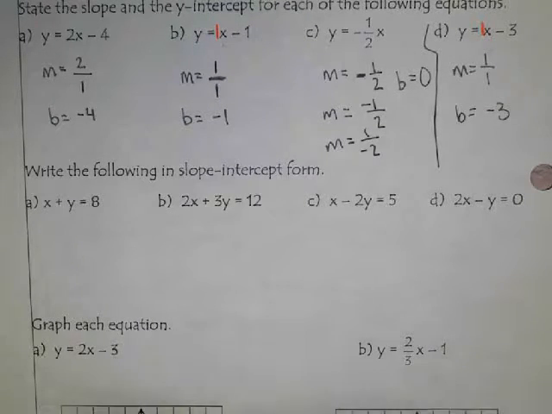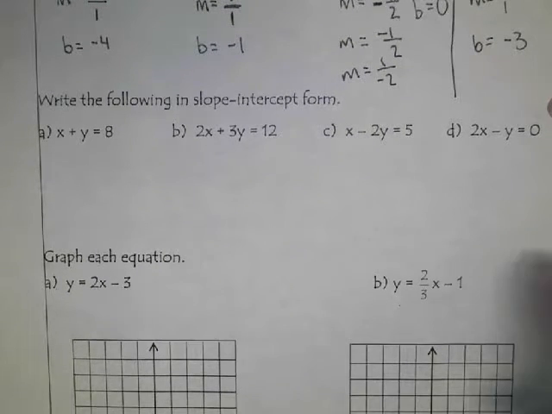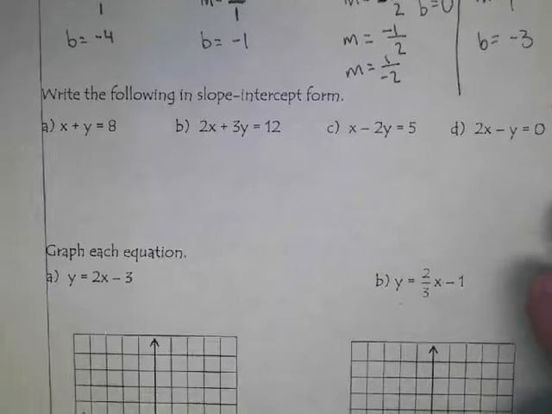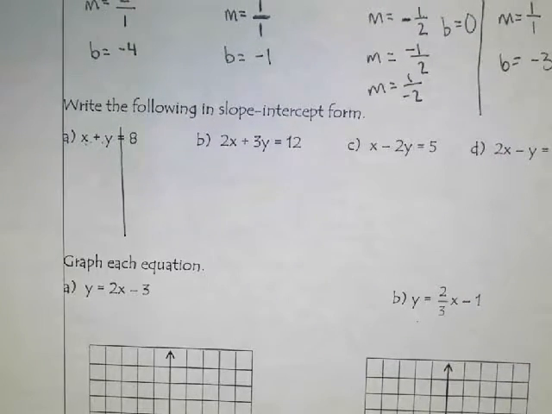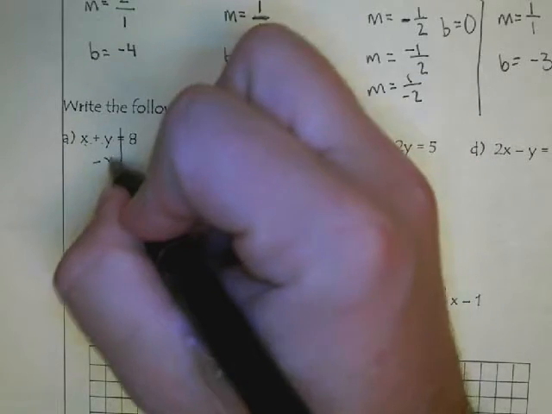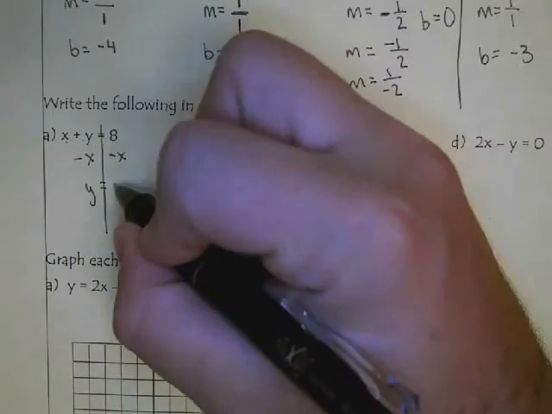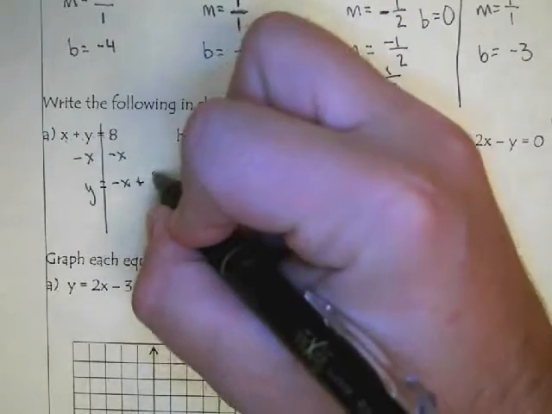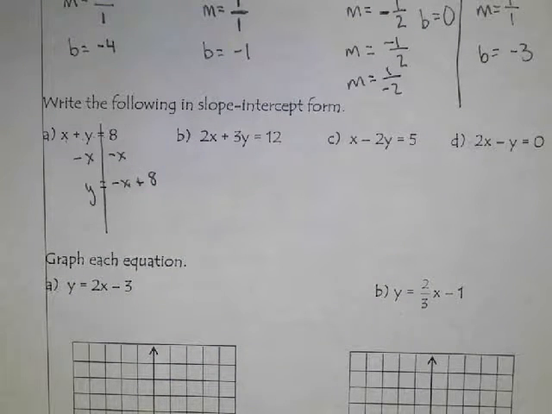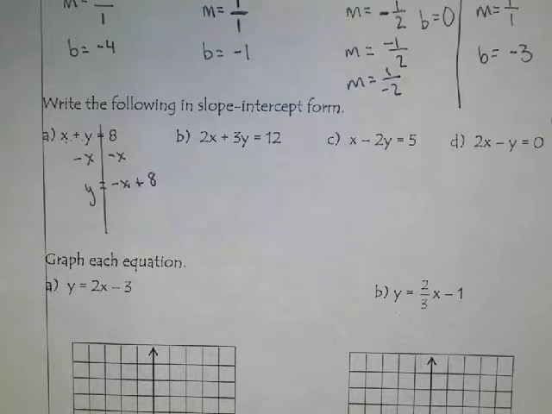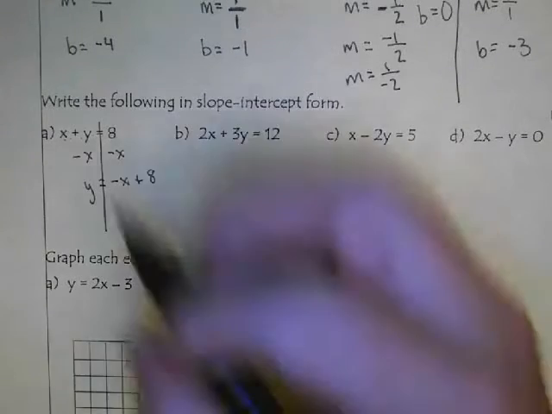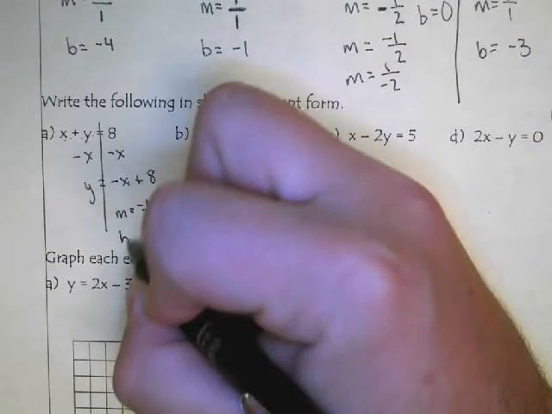Okay, so let's look at actually writing some equations in slope-intercept form. That means I just want to isolate the y, to get the y all by itself by solving for y. So let's draw our line down the middle. I have x plus y equals 8. How do I get the y by itself? I'll have to subtract x from both sides. I like to put my x first, because that follows the form mx plus b. So y equals negative x plus 8. Then we can identify our slope and our y-intercept. Our slope will be negative 1 over 1, and our y-intercept is 8.